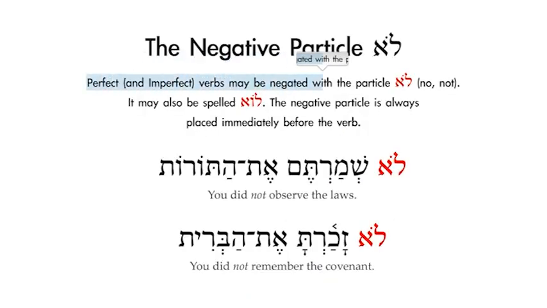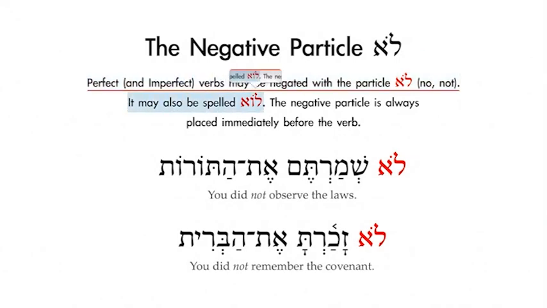Perfect and imperfect verbs may be negated with the particle lo, meaning no or not. The particle lo may also be spelled with the holem waw, lamed, holem waw, aleph. The negative particle is always placed immediately before the verb it negates. So in the example that we have below, lo shamartem et hatorot. Translated, you did not observe the laws.